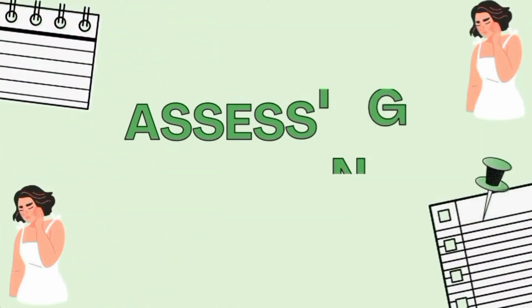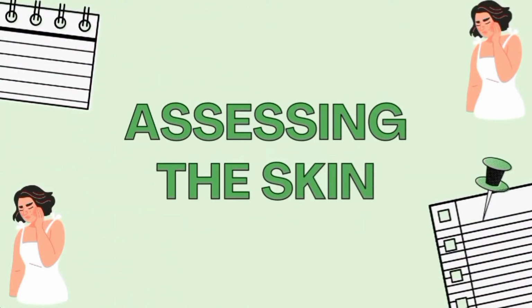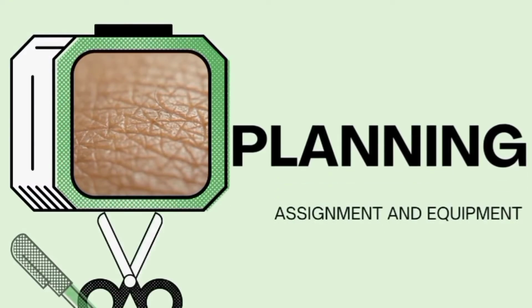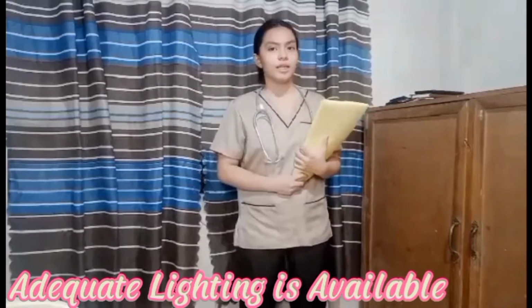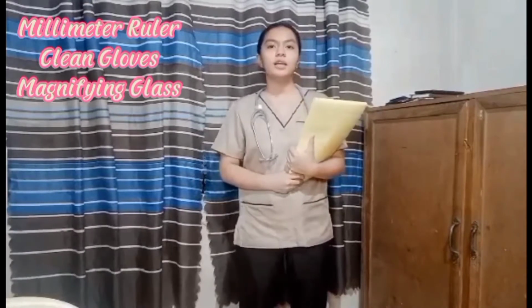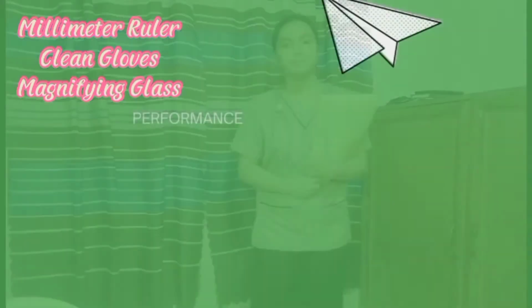The next one is assessing the skin. Now, let's proceed to planning. First, we have to review the characteristics of primary and secondary skin lesions if necessary. Then, ensure that adequate lighting is available. Equipment needed are a millimeter ruler, clean gloves, and a magnifying glass.